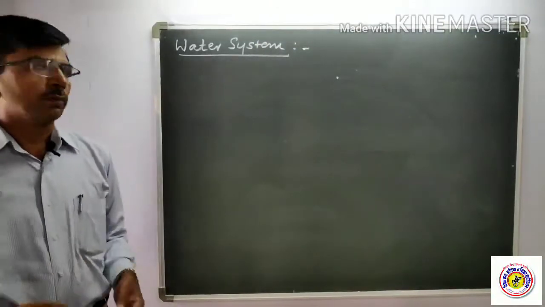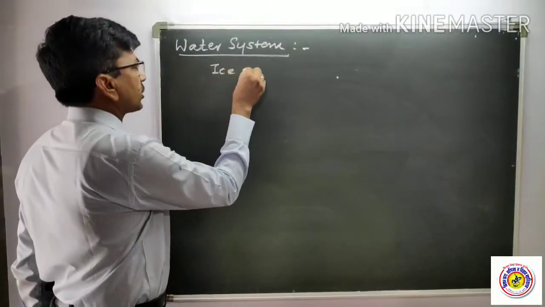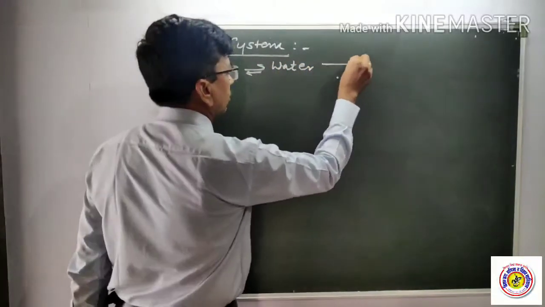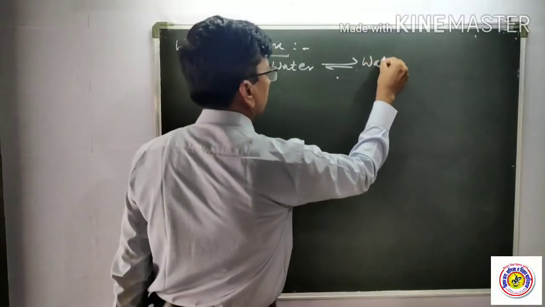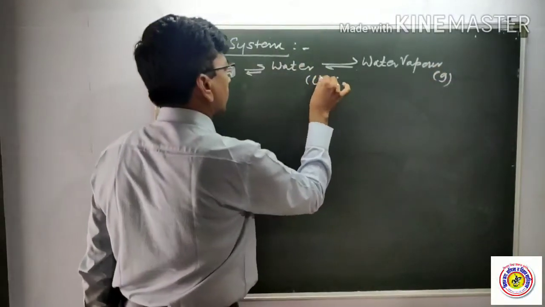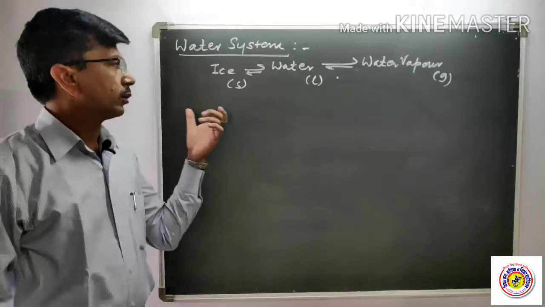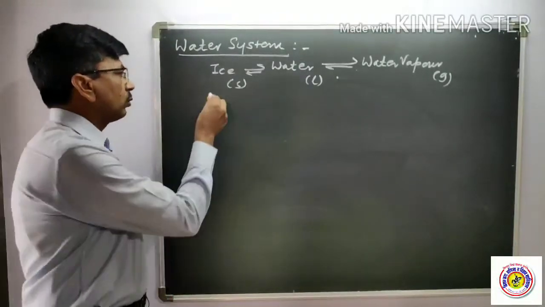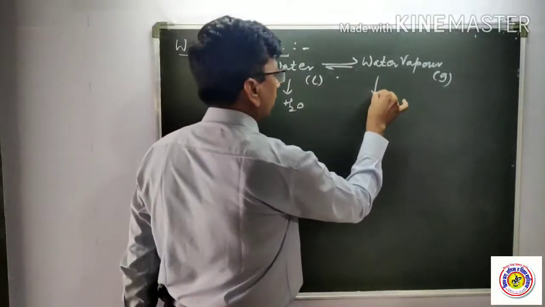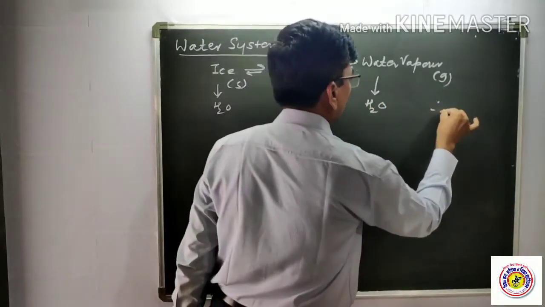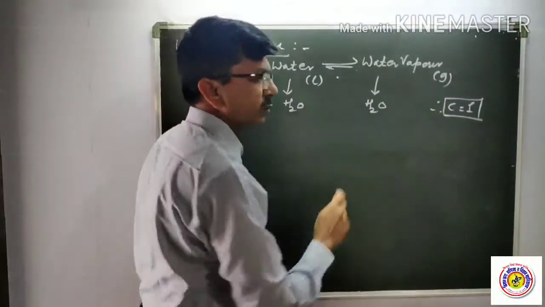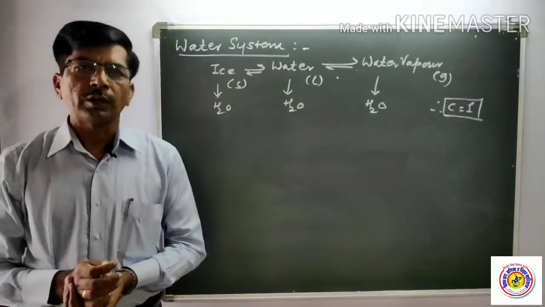In case of this water system, it exists as ice in solid state, water in liquid state, and water vapor in gaseous state. So there are equilibria between these phases. Now ice also exists as H2O, water also exists as H2O, and water vapor also exists as H2O. So the component in all the phases, solid, liquid and gaseous, is H2O. So this is the one component system.